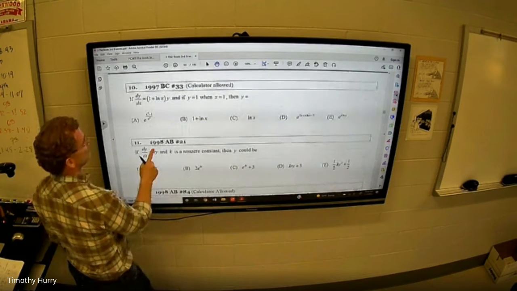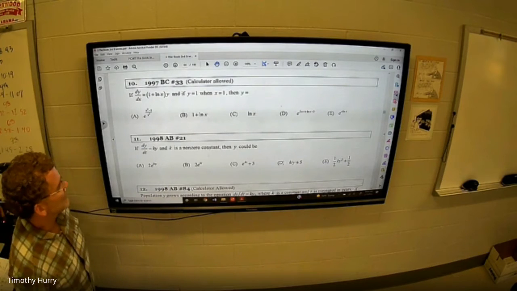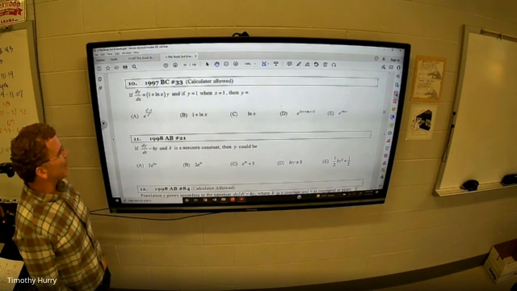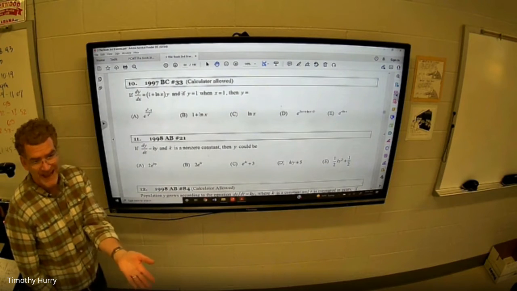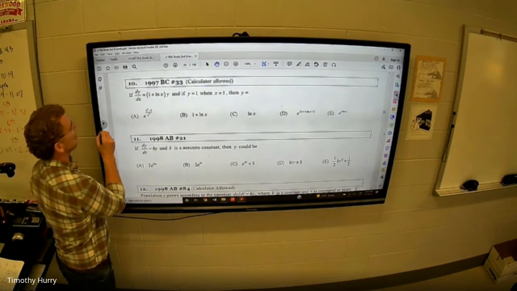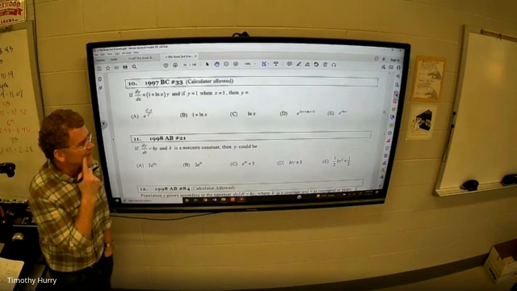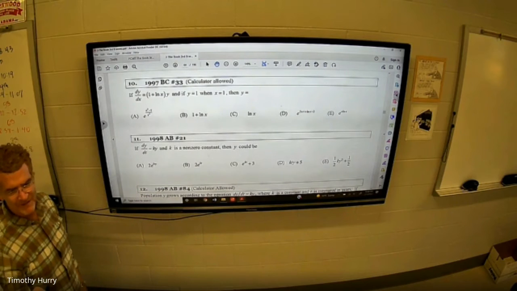Okay, so number 10 gives you a differential equation right here. It says if y is 1 when x is 1, then what is y? So it's kind of the same question I just asked, but with something a little uglier. So right here, what do you think you ought to do? Oh yeah, that's definitely BC. You would need a little integration by parts, or you'd have to have your log rule memorized.